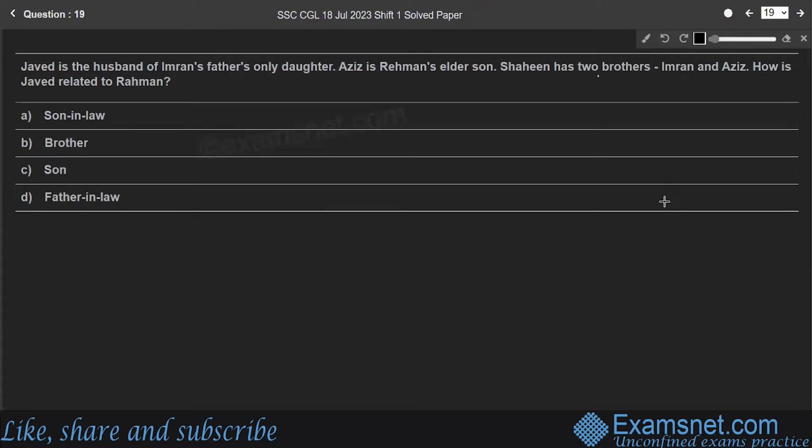Question 19. Javed is the husband of Imran's father's only daughter. Aziz is Rahman's eldest son. Shaheen has two brothers, Imran and Aziz. How is Javed related to Rahman?